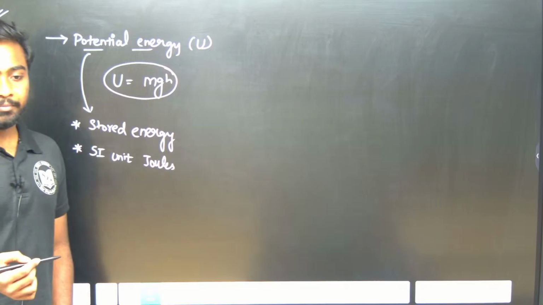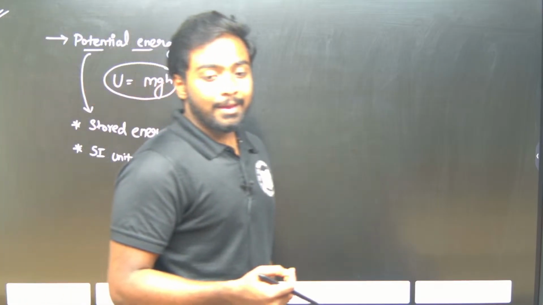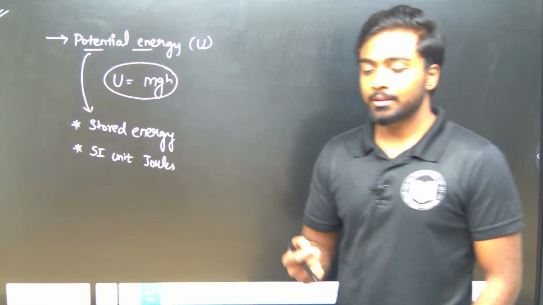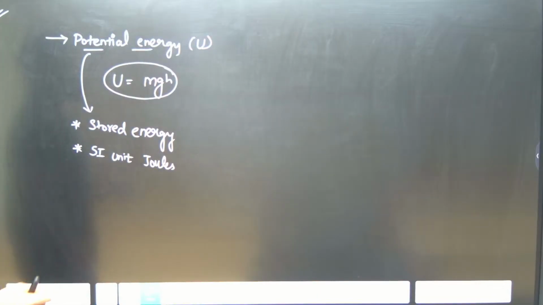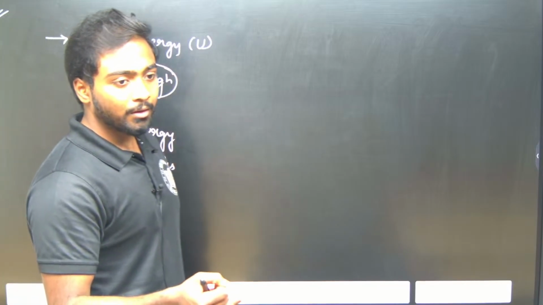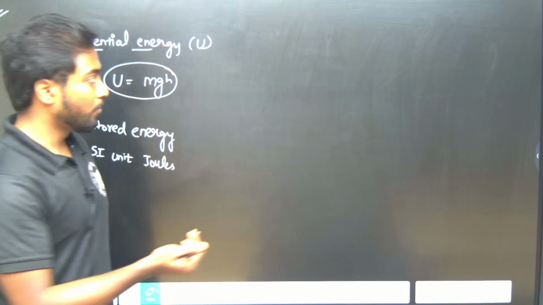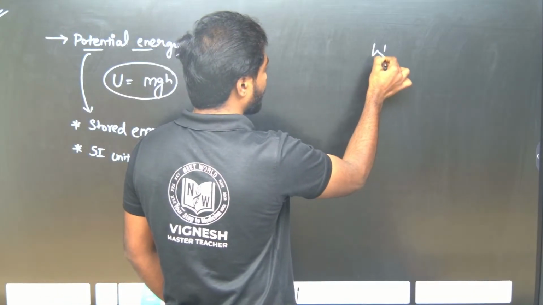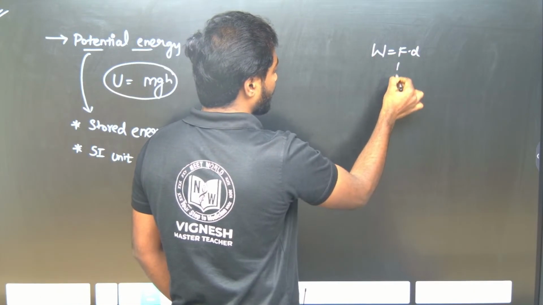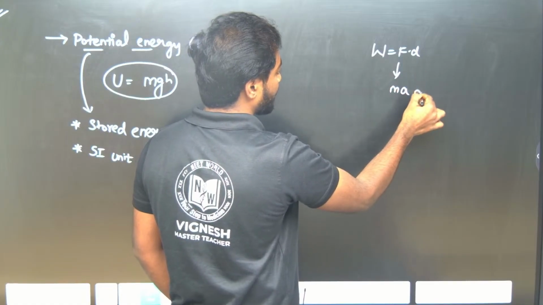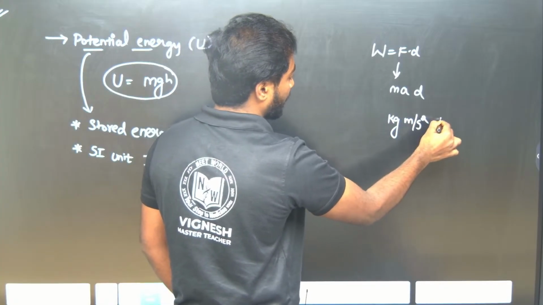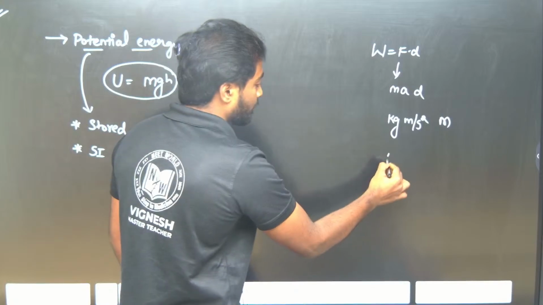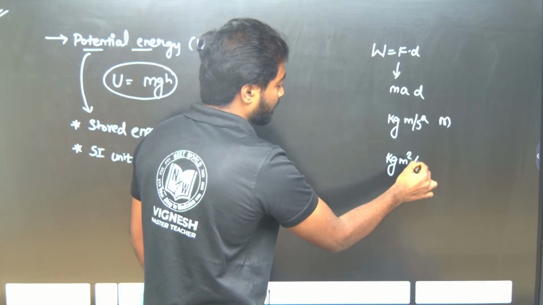And what about the dimensional formula? That is one of the good questions when you come to potential energy and kinetic energy. When we talk about work, force and displacement, what is work? That is F dot d. F is nothing but mass into acceleration, and d is displacement. So this is kg, this is meter per second square, and this is meter. Can I say this is kg meter square per second square?